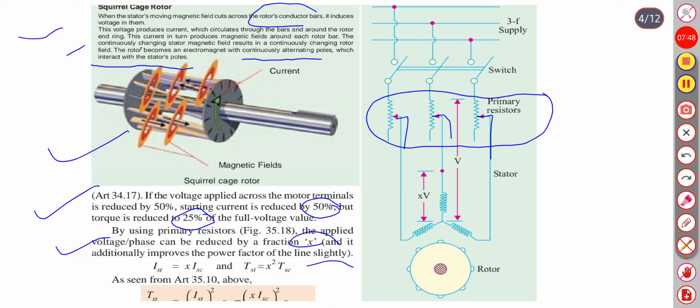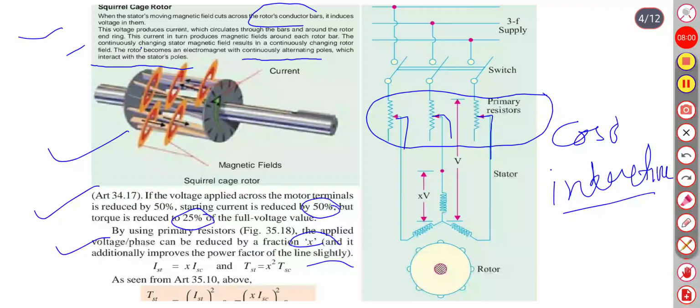Because the three-phase induction motor is an inductive load, if we use resistors to start the motor, it will improve the power factor of the motor in the direct line. Suppose X is the factor of voltage, then the voltage will become XV, the starting current will become X I_SC, and torque will become X square T_SC, where T_SC is the starting torque at full voltage, and T_ST is the starting torque.